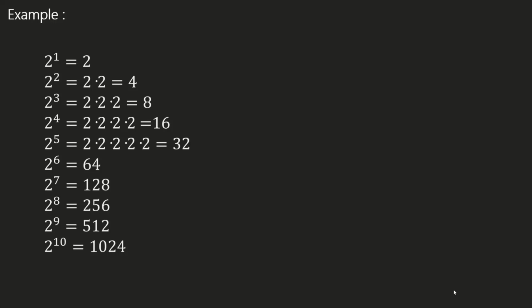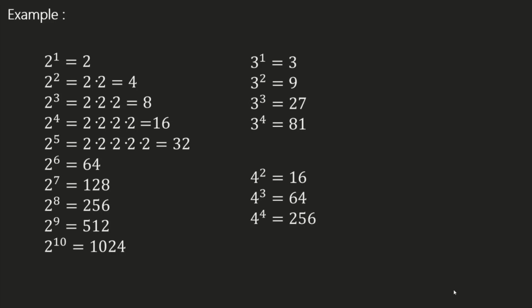Now, all of these are 2 based. That is, there are 2 to the first, 2 to the second, 2 to the third, etc. Now let's look at some 3 based. 3 to the power of 1 is 3. 3 to the power of 2, which is 3 times 3, is 9. 3 to the power of third is 27. 3 to the power of fourth is 81. And some 4 based. 4 squared is 16. 4 cubed is 64. 4 to the fourth is 256.